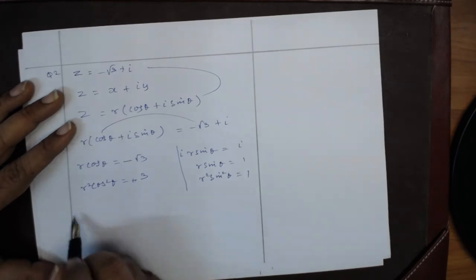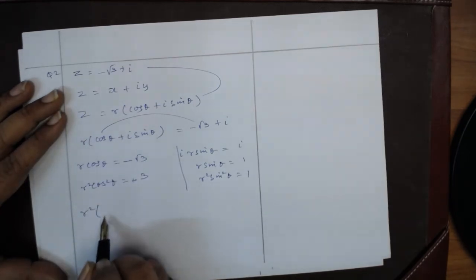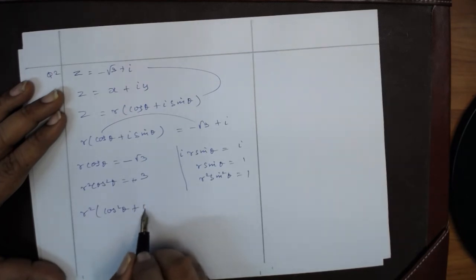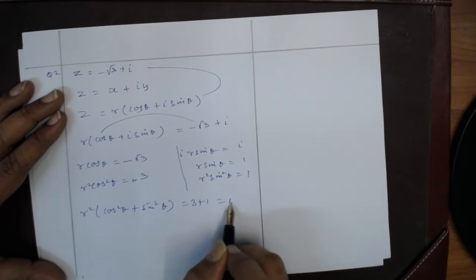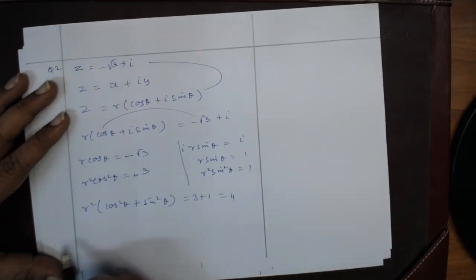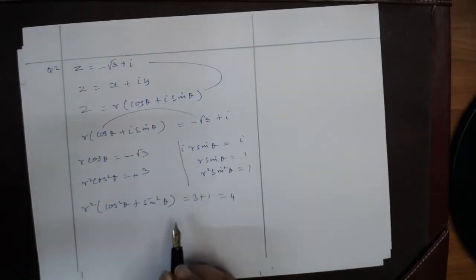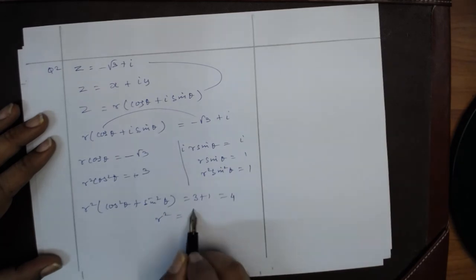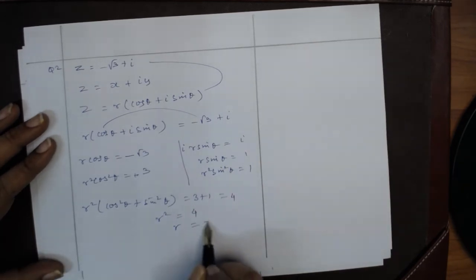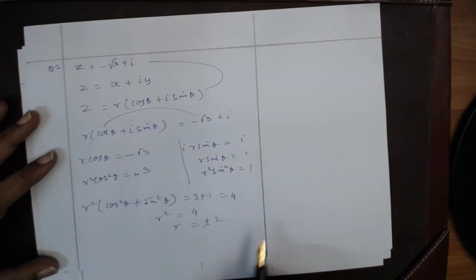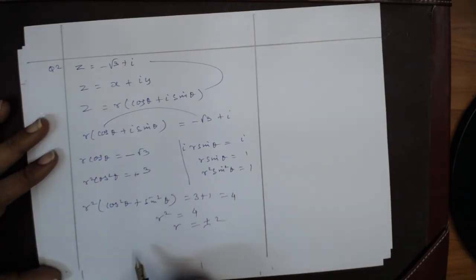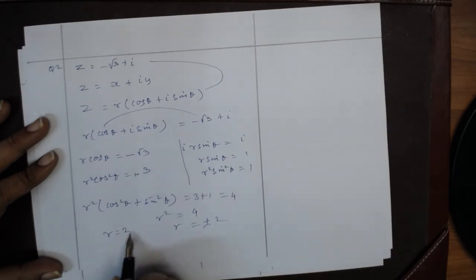Now substitute these two in this. So r squared of cos squared theta plus sin squared theta is equal to 3 plus 1, that is equal to 4, right? Sin squared plus cos squared is 1, so r squared is equal to 4. So r is equal to plus or minus 2, and since it is a positive value we take only 2, so we consider r is equal to 2.